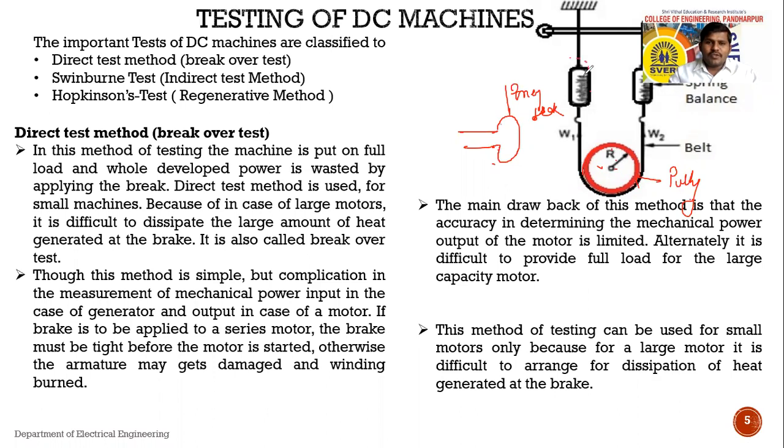So here a spring balance can be connected. This one is the spring balance. Suppose we can represent it as W1 or W2, or we can represent it as S1, S2. One end of this pony brake arrangement is fixed, and the other end is variable. Now see, this W1 and W2 are connected by varying this wheel. By varying this wheel, we are applying some force on that pulley.